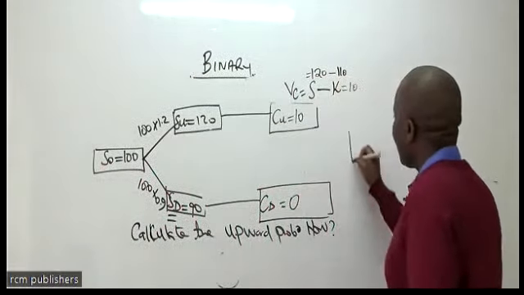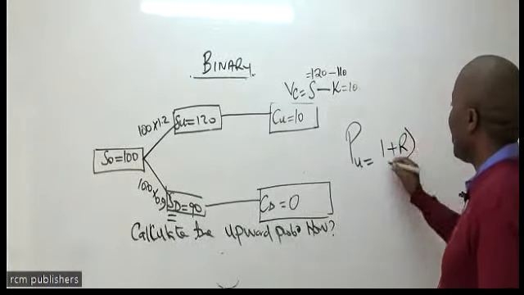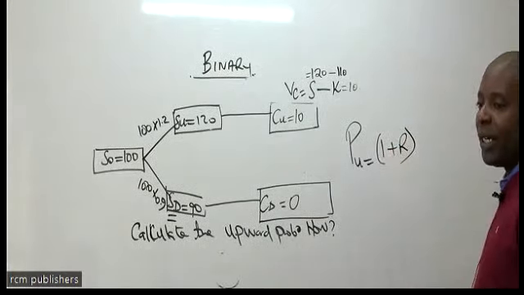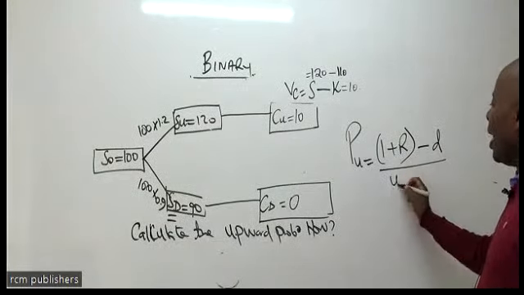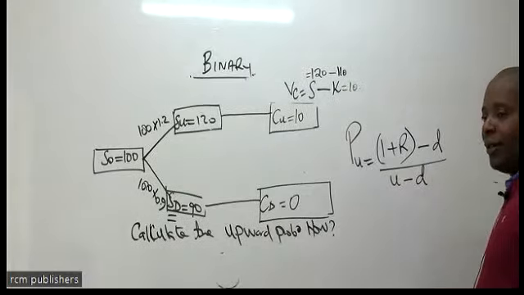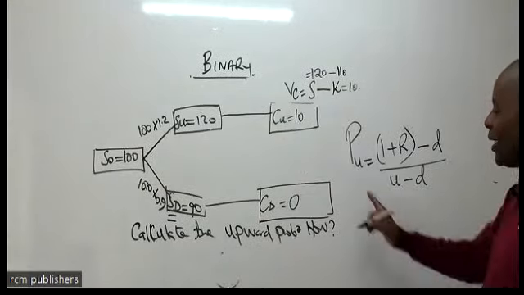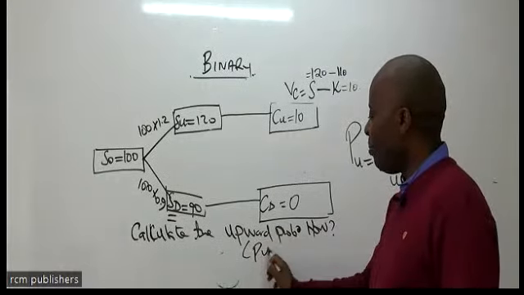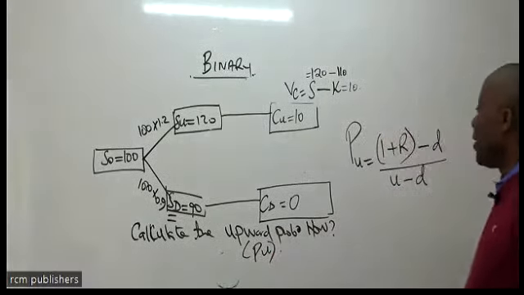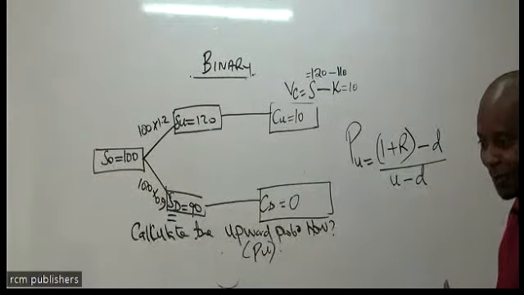So the upward probability will be equal to 1 plus the risk-free rate of return, minus the down, all over the upward minus the down. This is the upward probability, PU. It is 1 plus R minus down.